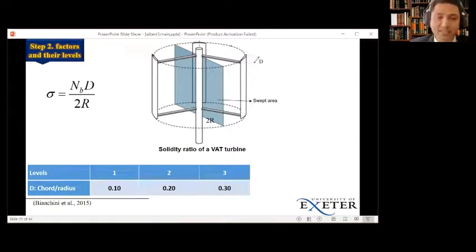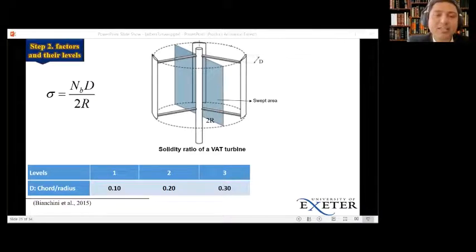where sigma is the solidity ratio, NB is the number of blades, D is the length of the blade chord, R is the radius of the turbine. This equation clearly shows that the solidity of turbine can be changed by altering the turbine radius to blade chord ratio or the number of blades.